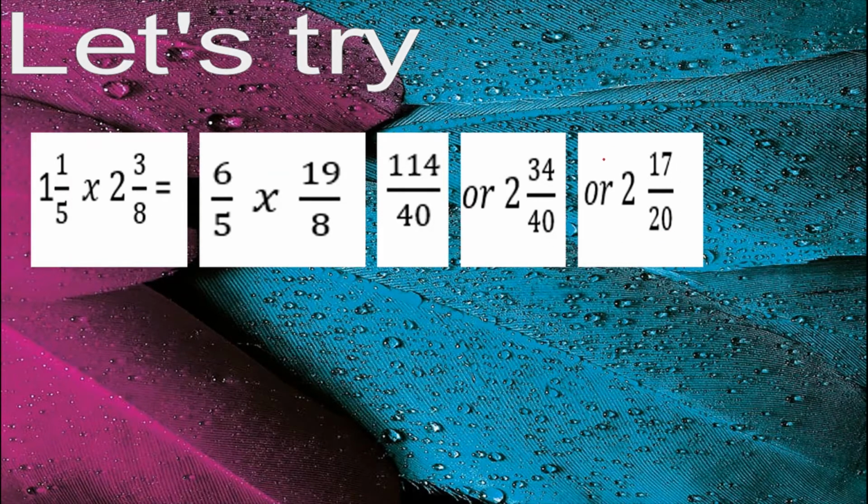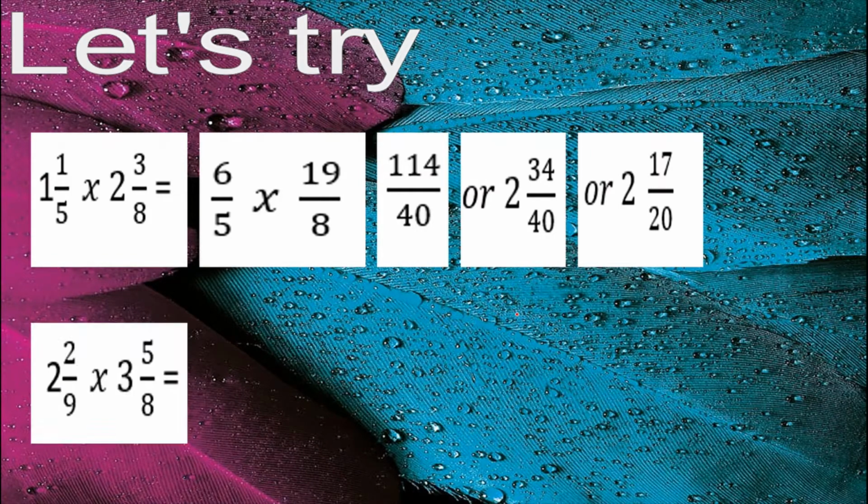So for our final answer, we have here 2 and 17 over 20. We cannot reduce 17 over 20 because 17 is already a prime number. Okay, now let's try another one.